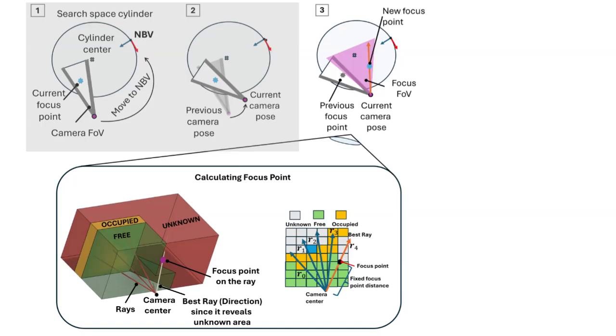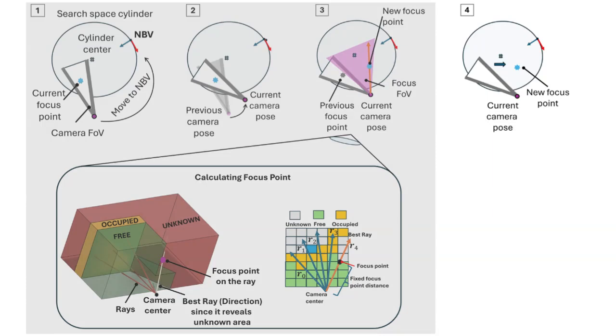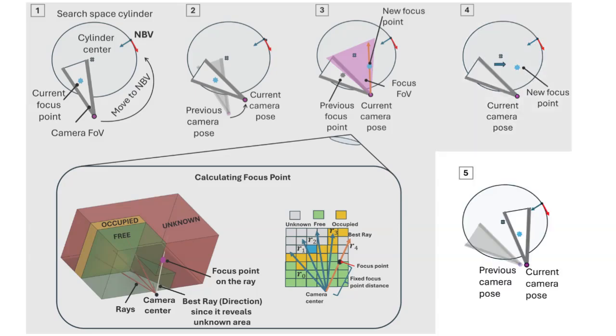After calculating the new focus point, the visibility constraint guides the robot to keep it within the camera's field of view. The robot maintains this point until it either determines a new focus point or reaches the next best view.